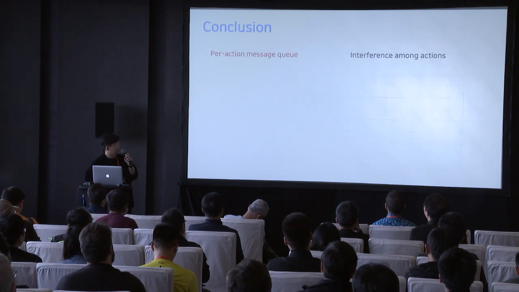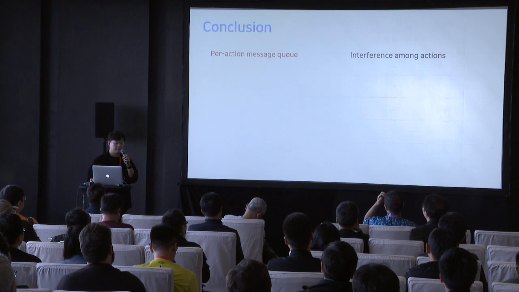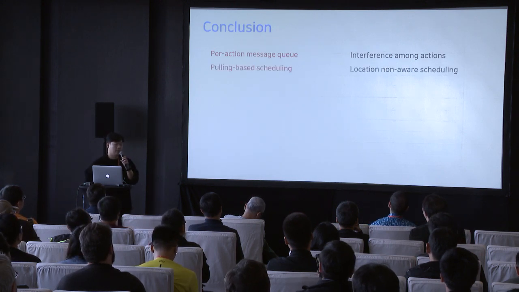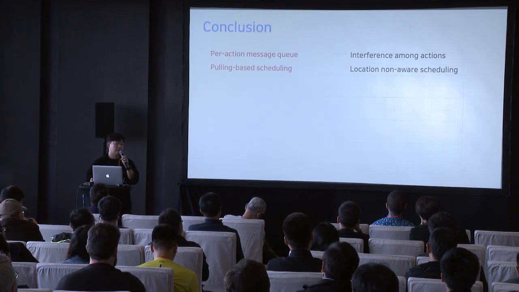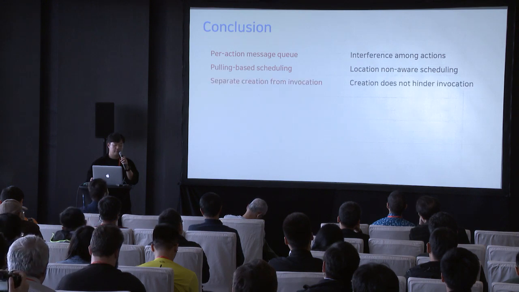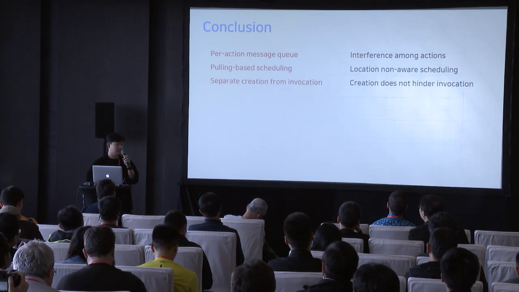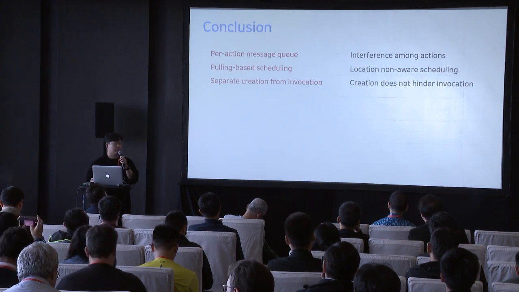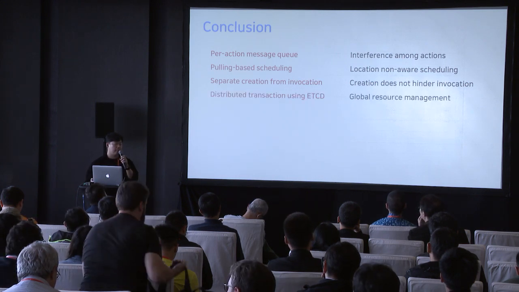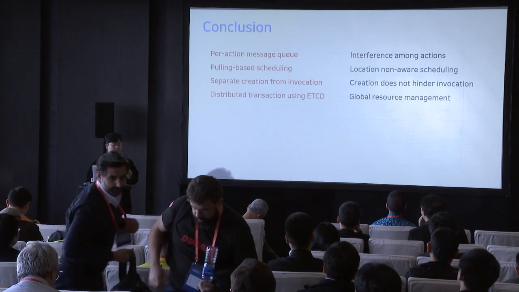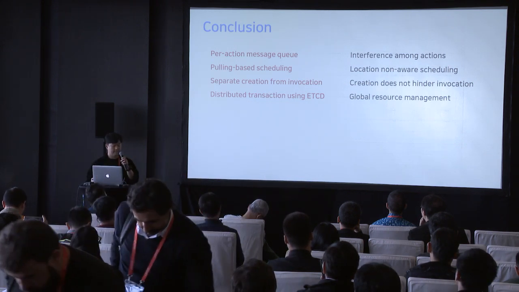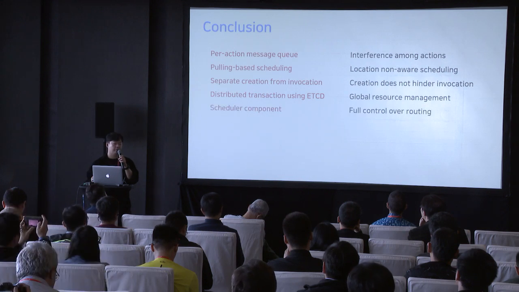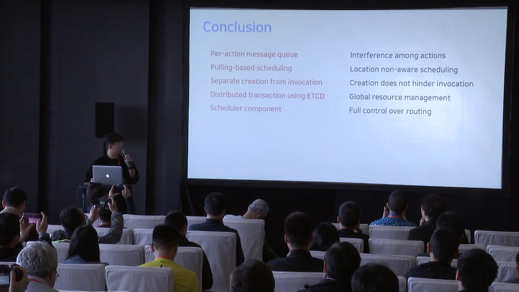In this way, we could resolve action interference with a per-action message queue, and with pooling-based scheduling, we can schedule actions without considering the existing location of containers. We separated container creation from invocation, so creation does not block invocation anymore. We could manage our resources globally with etcd and distributed transactions. And finally, we have full control over routing with the new component, scheduler.